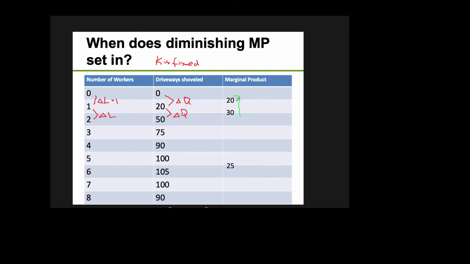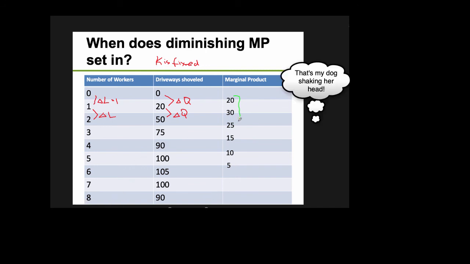But that's about to stop. Because when we hire the third worker, again, keeping capital fixed, the third worker only adds 25. That's their marginal product. And the fourth worker, going from 75 to 90, only adds 15. Then the fifth worker adds 10. The sixth worker adds 5.